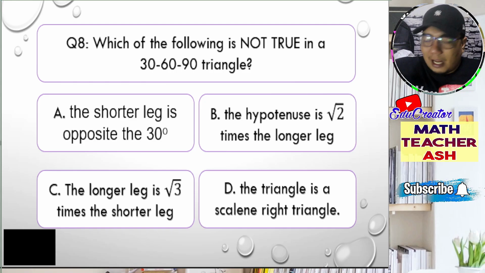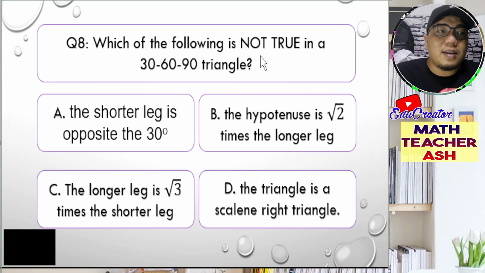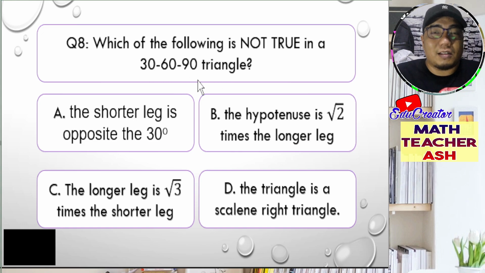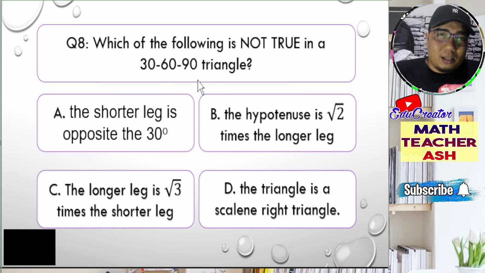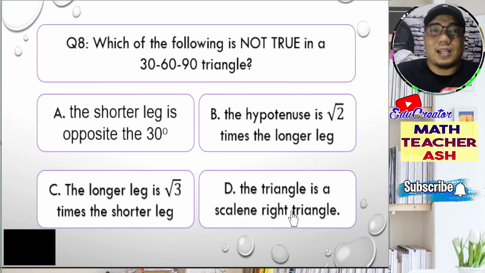Alright, math learners, now we are finding the false statement because the question is pertaining to what is not true about a 30, 60, 90 triangle. Of course, if it is a 30, 60, 90 triangle, it means that the opposite sides of the 30, 60, 90 triangles are not the same because they have different values of the angles. So therefore, we can say that a true statement here is the triangle is a scalene triangle. So letter D is not the correct answer.